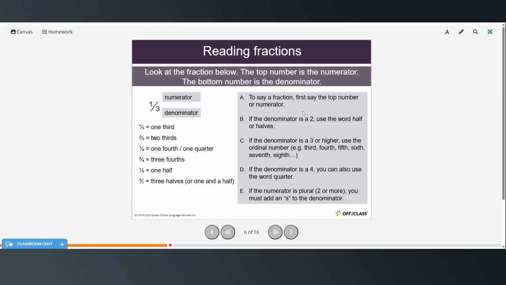And to say a fraction, you first say the top number, or the numerator. And if the denominator is a 2, use the word halves. If the denominator is a 3 or higher, use the ordinal number: third, fourth, fifth, sixth, seventh, eighth, etc. If the denominator is 4, you can also use the word quarter. And if the numerator is plural, meaning 2 or more, you must add an s to the denominator. So for example here, 2 thirds.